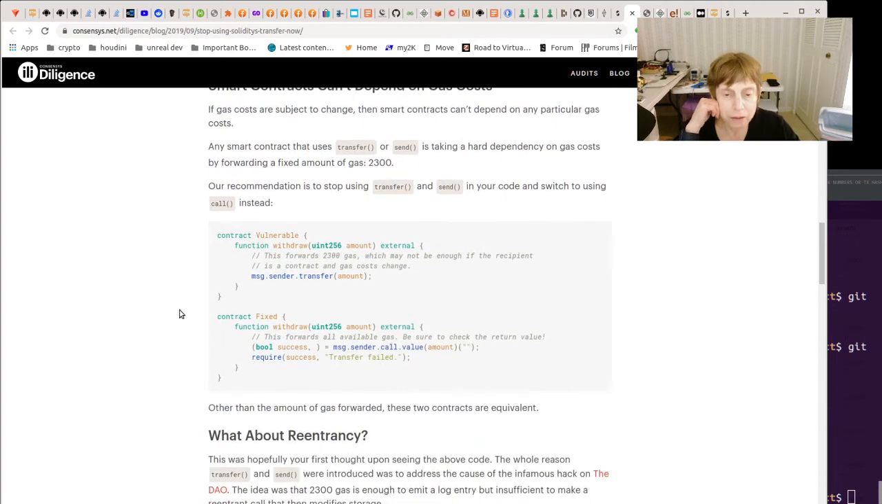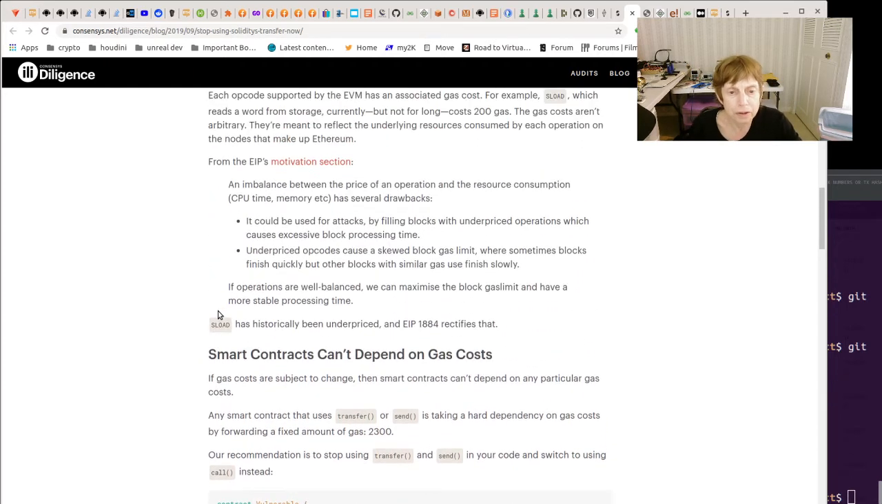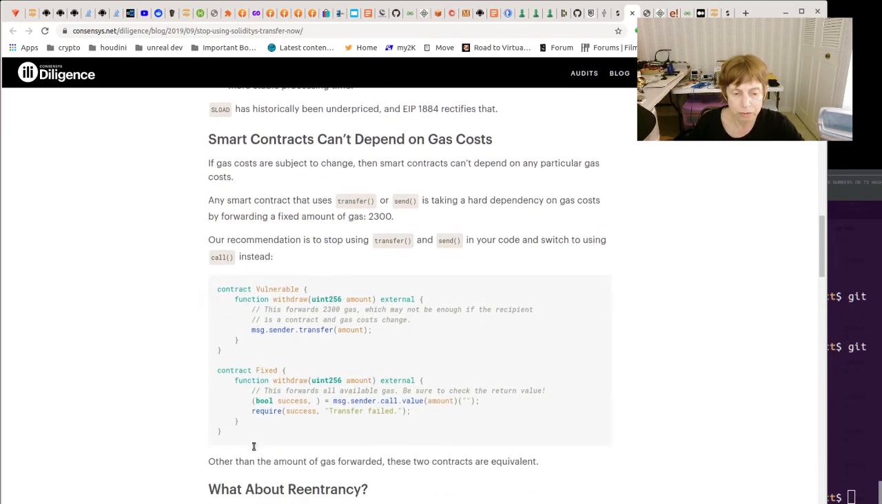And they do not, again for the same reason, recommend setting it yourself. And they go into here. It can be used for attacks by filling blocks with underpriced operations, which cause excessive block processing time. So that's where you give it too little gas and it's going to go really, really slowly. Underpriced, and they talk about underpriced opcodes causing a skewed block gas limit. So they can finish quickly, but others are very slow. So this is why you don't want a gas limit, and this is why you use call.